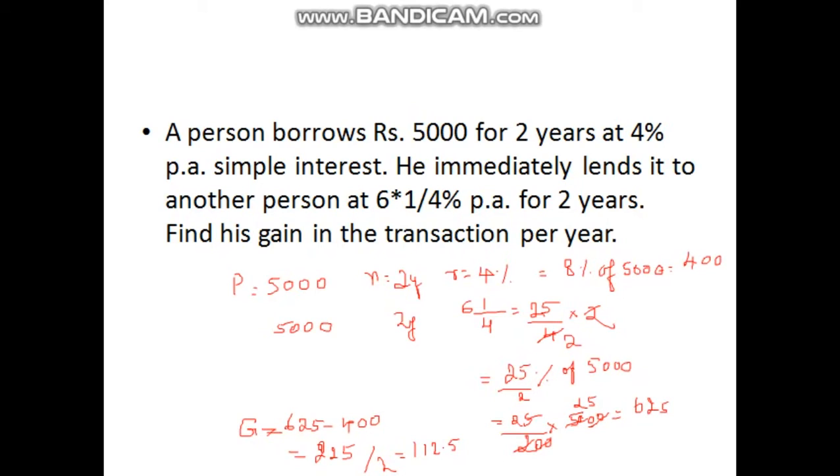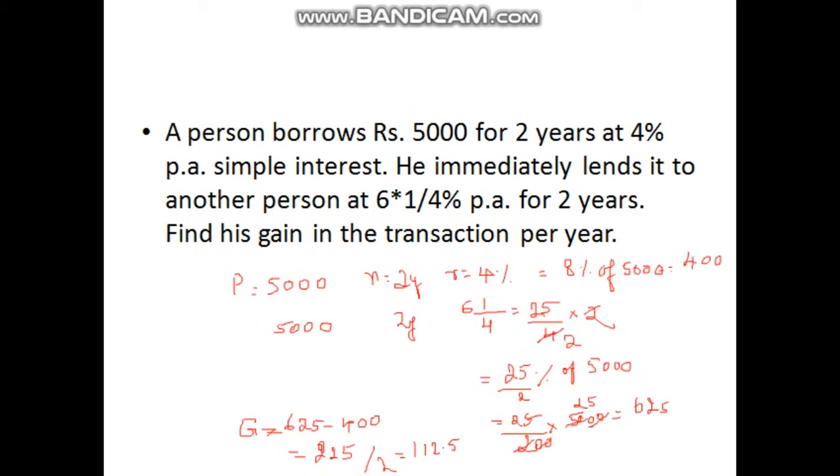Similarly, 1 by 4 is nothing but 25 by 5 into 2. You will get it as 25 by 2 percentage of 5,000. Like the shortcut I told you. Either formula method or shortcut, anything you can use. It is up to you. Now, you will get two values, right? For first SI and second SI.